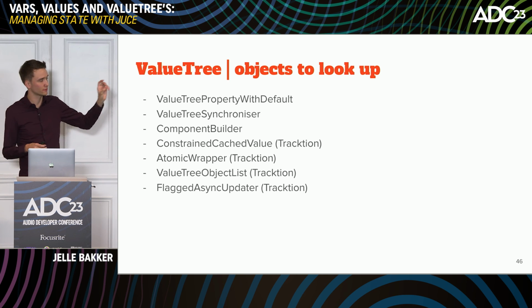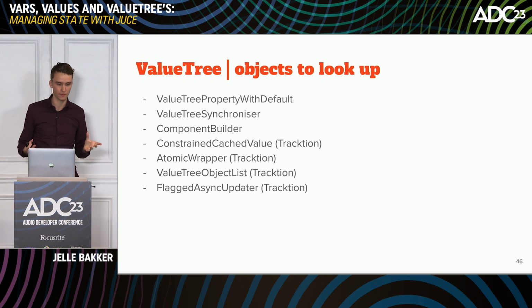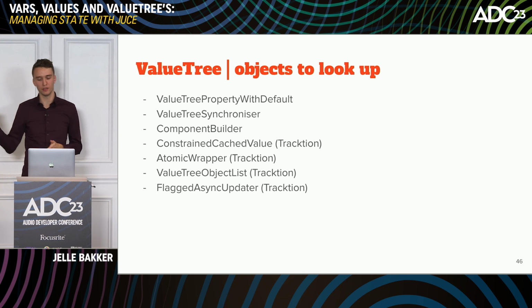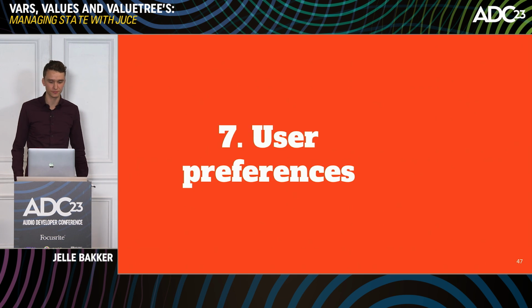So Traction is, for those who do not know, where value tree was originally designed for. Traction has done a massive refactor using value tree and massively reduced the amount of code by using value tree. And that value tree is ported from Traction to JUCE. Traction is open source. You can look it up, and it's a great example of how to manage state with value tree.